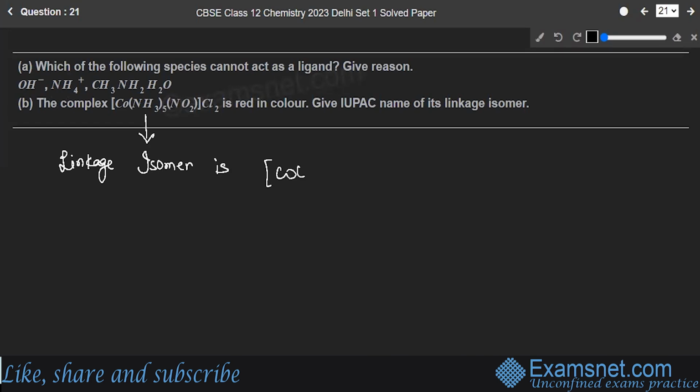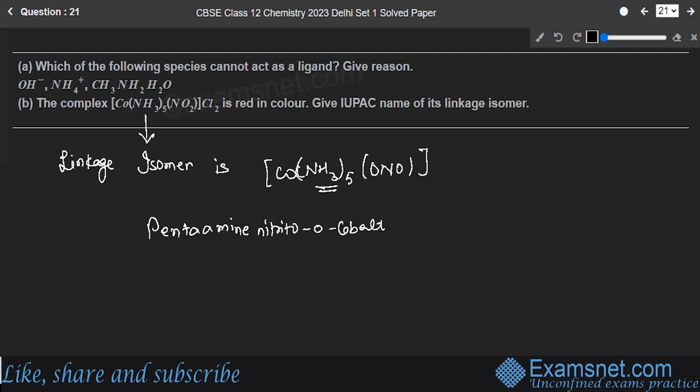This is [Co(NH3)5ONO]. The IUPAC name is pentaamine, because NH3 is coming 5 times. This is pentaamminenitrito-O-cobalt(III). So this is the right answer.